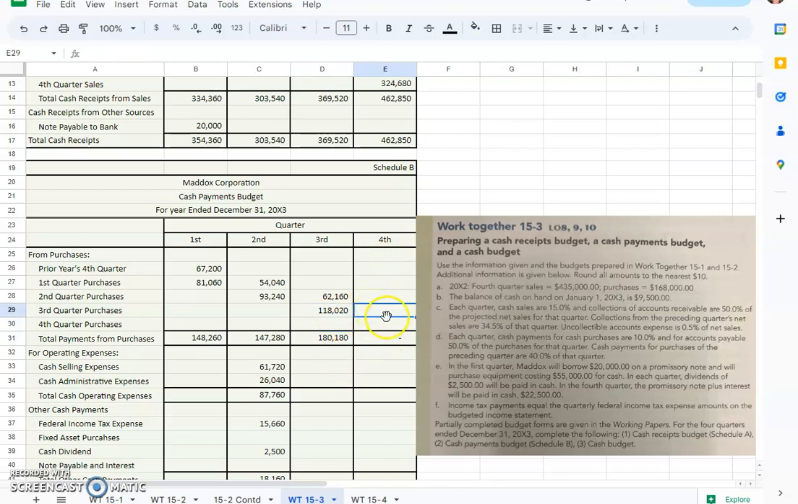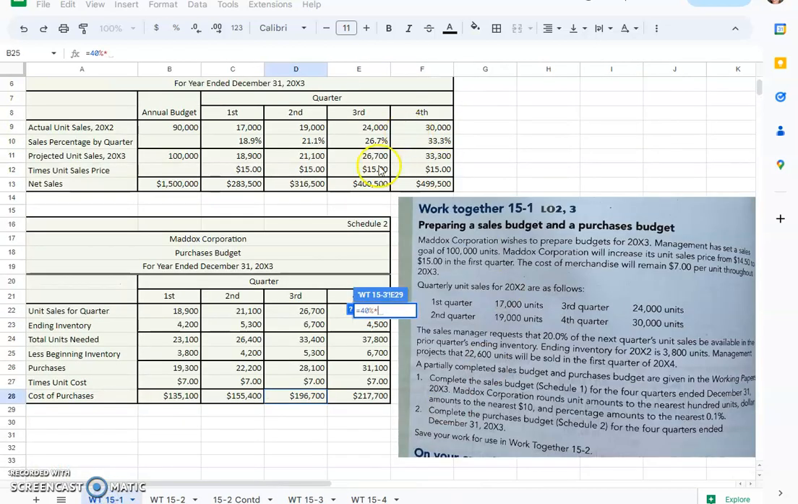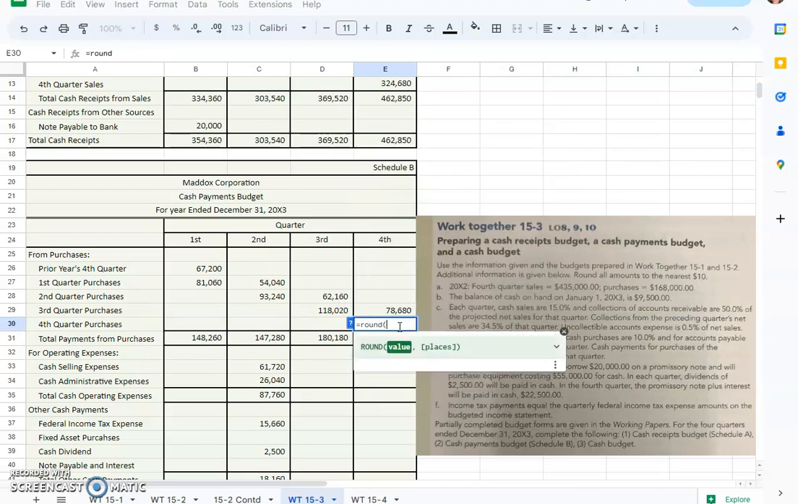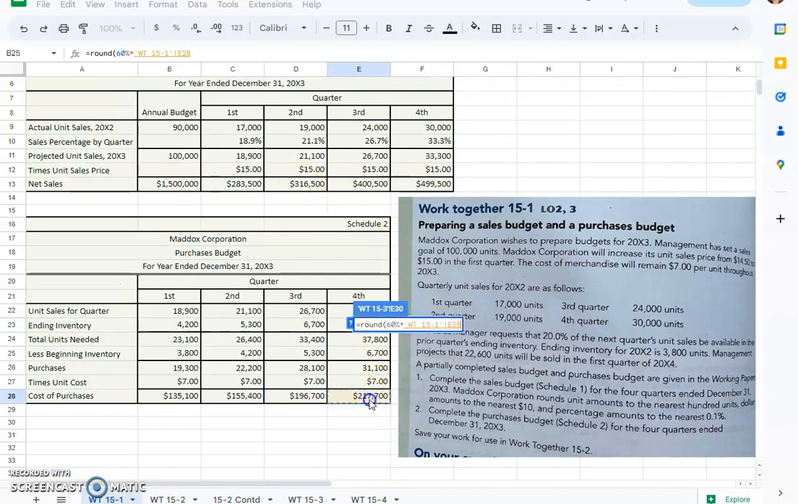And now fourth quarter. We have a portion that's from the third quarter, which is 40% preceding times our third quarter purchases. That one came out round without doing anything. And then equals round of 60% times this quarter, fourth quarter.